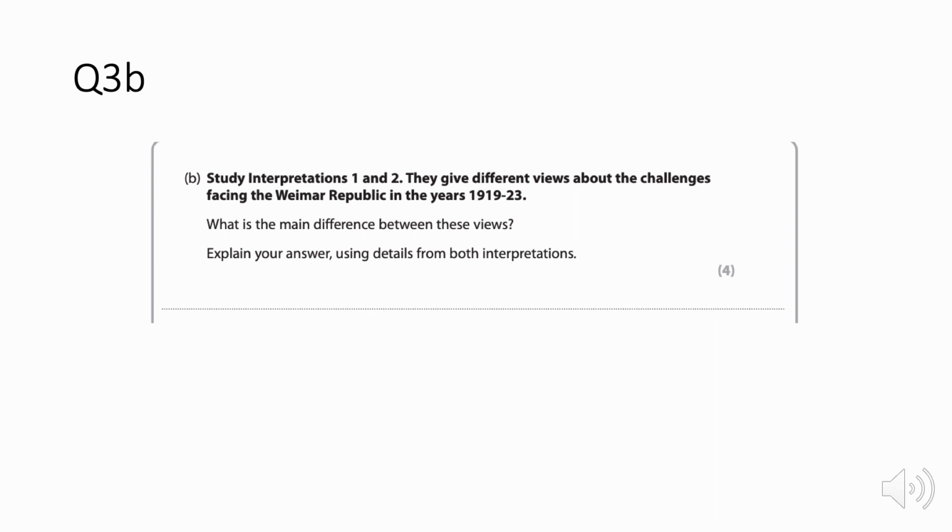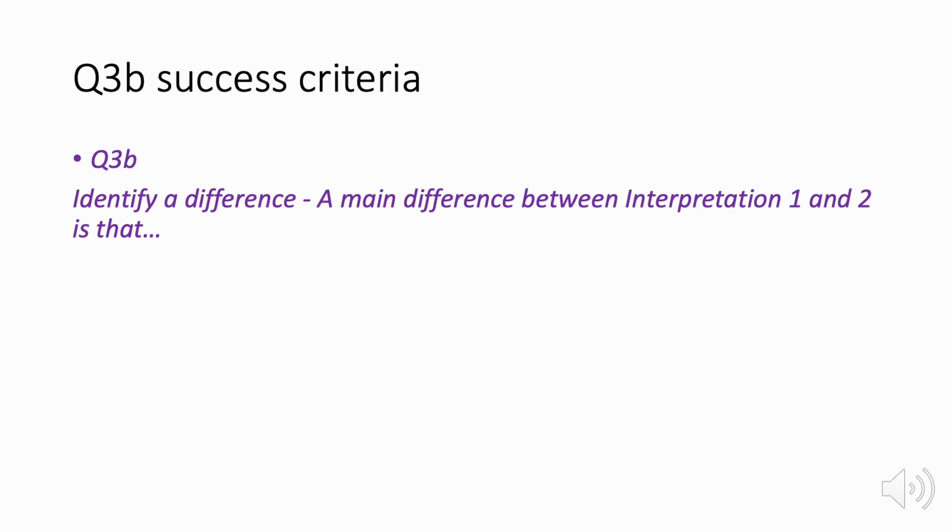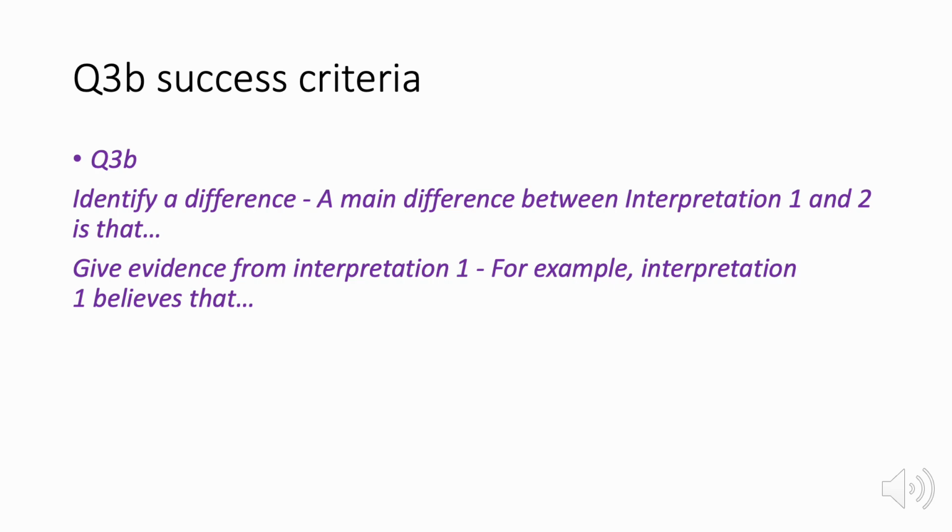To do this question, you need to do the following thing. First of all, you need to start with a point sentence. Okay, so you need to identify a difference. So you say the main difference between interpretations 1 and 2 is, and you put the difference. That should just be one short sentence. Okay, so from memory, the interpretations they give you, one of them is talking about hyperinflation, the other one is talking about political challenges from the left and the right. So you would say a main difference between interpretations 1 and 2 is that they place emphasis on different threats to the Weimar Republic.